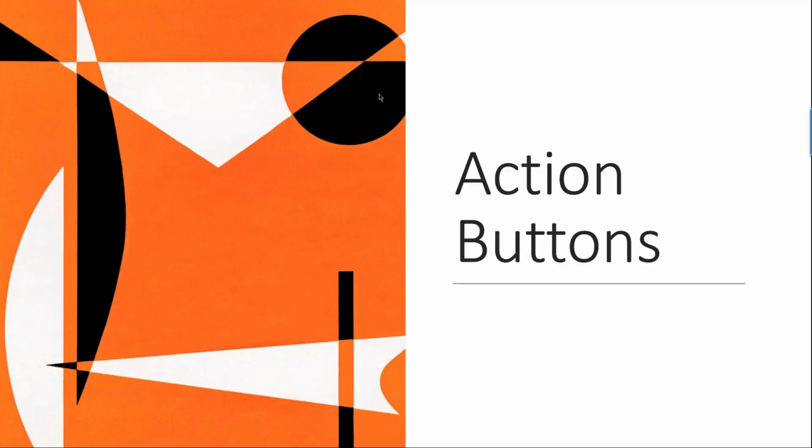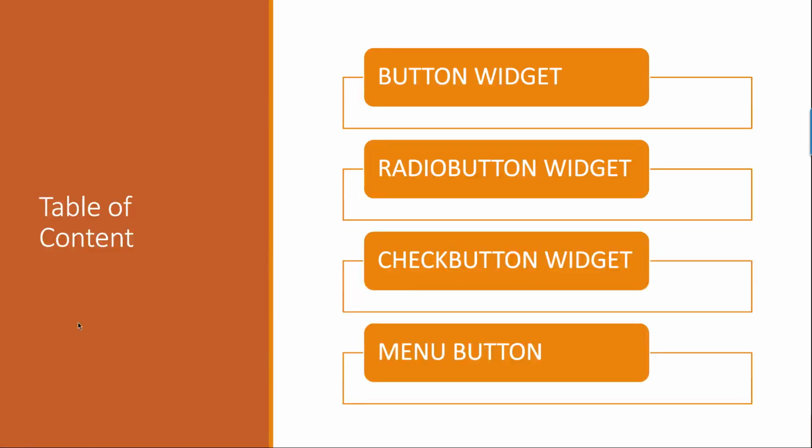In this section, we will talk about action buttons. Buttons are the clickable widgets that perform some activity when clicked. Basically, there is a function which is triggered every time the button is clicked. There are four types of buttons. Normal button, that is the one we see on the application. Then the radio button, check button, and the menu button. We will discuss all of them in detail.